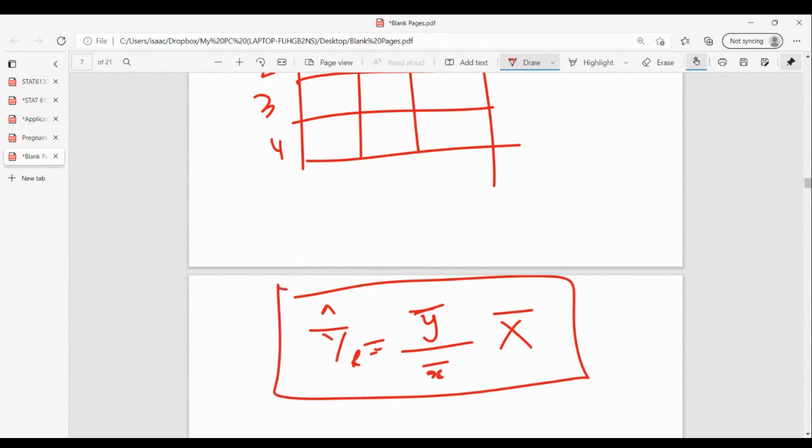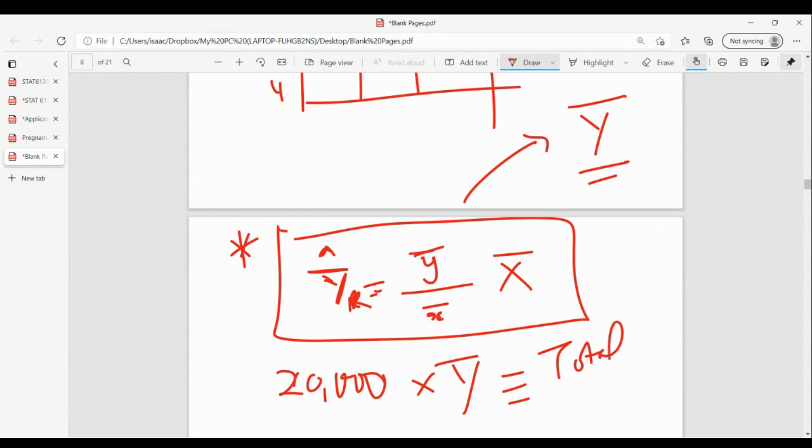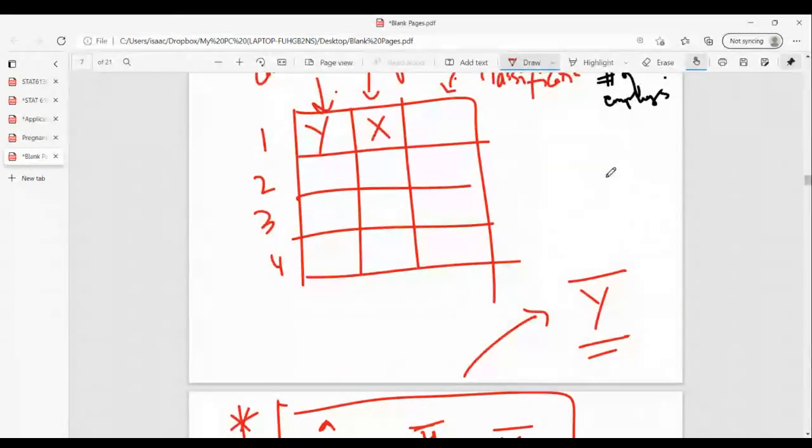So you could actually use this and you could estimate y hat ratio, which is just an estimator of y bar. And if you estimate y bar, then you just multiply by 20,000, because that's how many employees you have. If you multiply 20,000 by y bar, you should be able to estimate the total contributions for the year. So there are ways in which you could do these things.